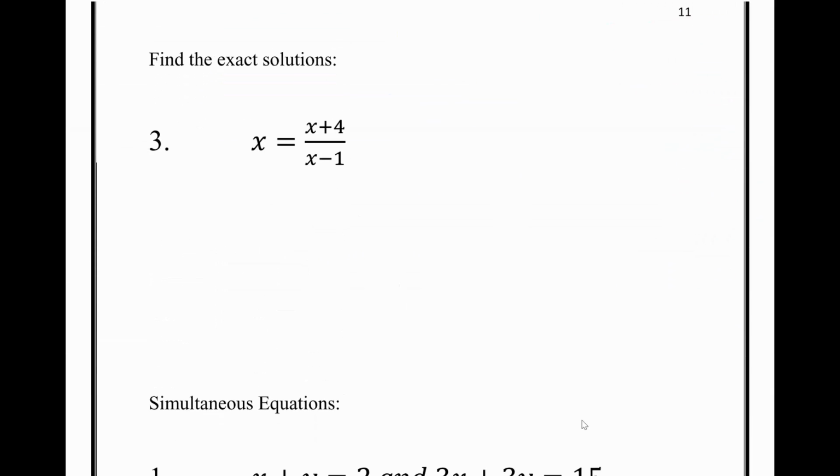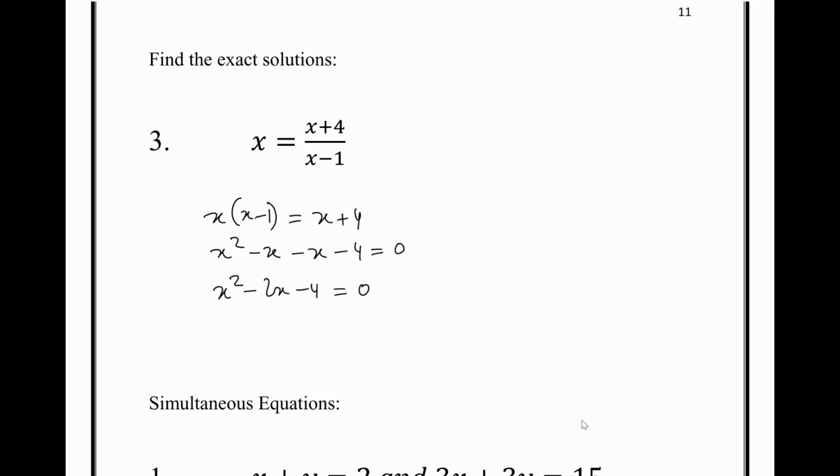Moving on, if we want to find the exact solution of this equation, have a look at the right hand side on the denominator. We'll actually just move that to the left hand side by multiplication, so that we get x times x plus x minus 1, which is just equal to x plus 4. If we expand the bracket, we end up with x squared minus x, and we'll move the right hand side to the left hand side. We end up with minus x minus 4, which is all equal to 0. Simplify this, we get x squared minus 2x minus 4 is equal to 0.